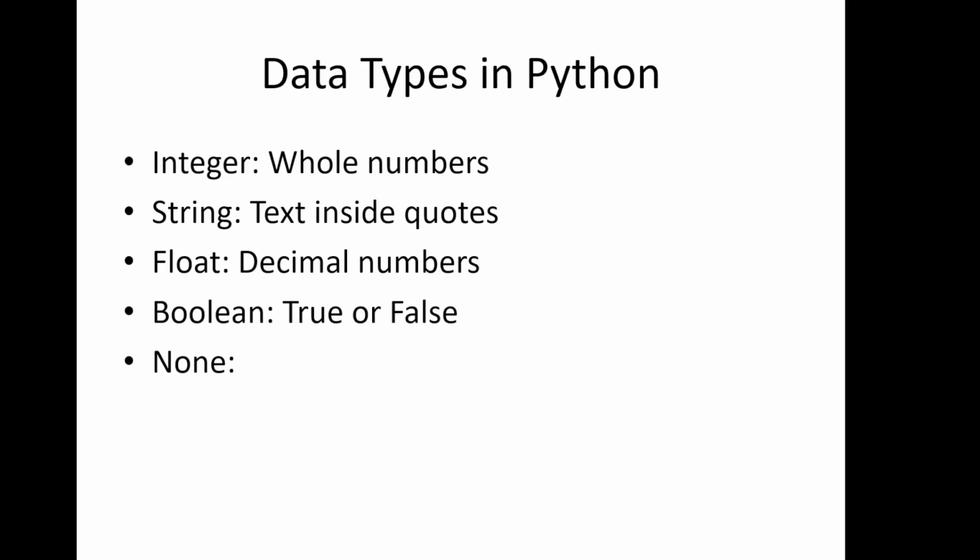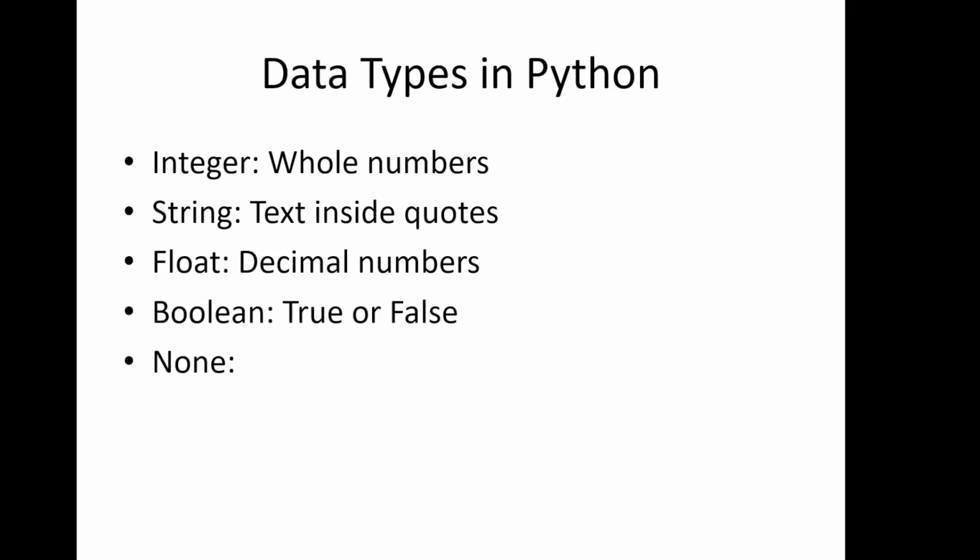Okay, now let us see data types. A data type tells Python what kind of data we are storing in a variable. Python has many data types, but today we will learn the basic ones. Let's say integer. An integer stores a whole number. For example, age is equal to 15. So it is an integer, a whole number.